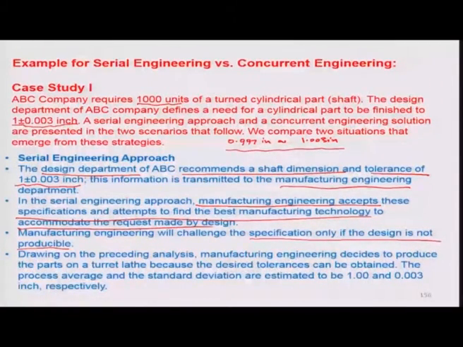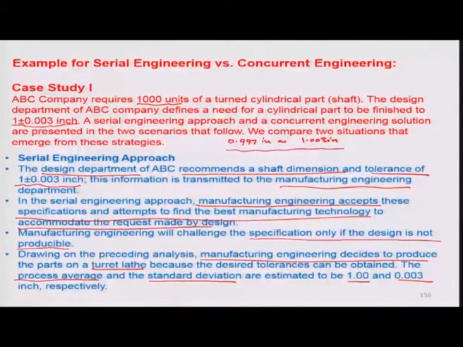So, drawing on the preceding analysis, the manufacturing engineering decides to produce the parts on a turret lathe. The specifications of the turret lathe that they find out from their standard sheets are a process average of 1.00 and a standard deviation of 0.003 inches respectively.